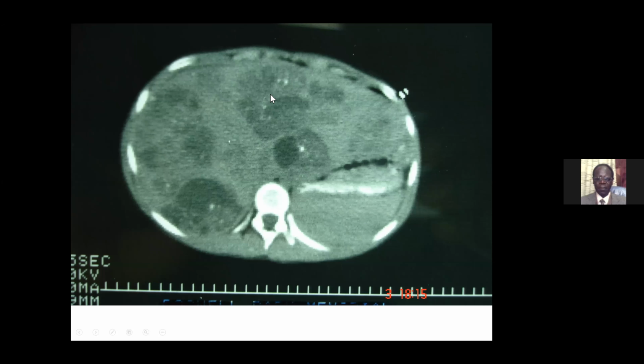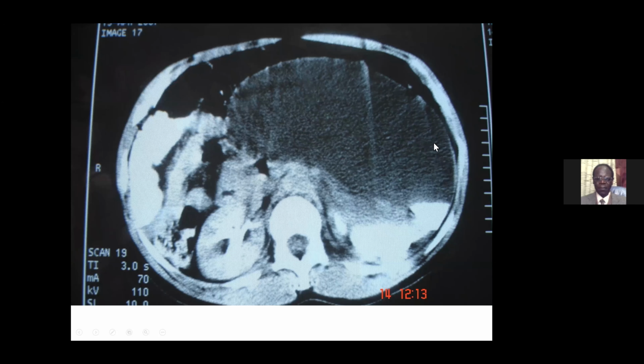This particular patient presented with a swelling in the abdomen. We did an ultrasound, and whoever reported it said it was a cystic mass arising from the pelvis and extending to the epigastrium. So the one who had requested was not satisfied.